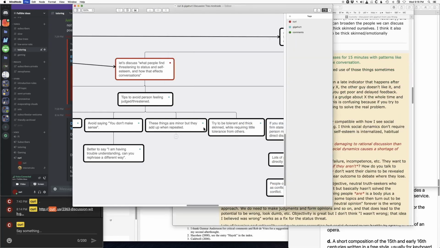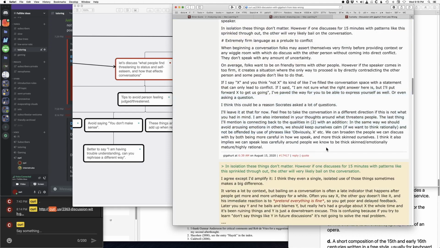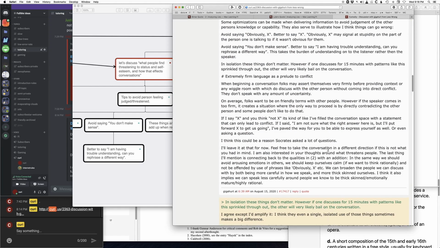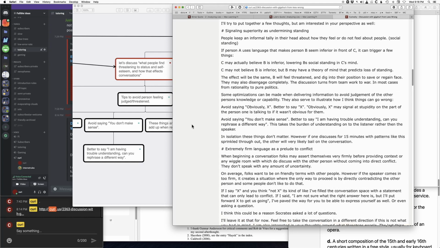Okay. Makes sense so far? That is the end of Gigahertz's post. Okay, so he had tips to 2 things. They were about making people feel less threatened to self-status and self-esteem, and how that affects conversations. Then Gigahertz was like, okay, cool, let's talk about that, and then he started talking about that. I guess I can make really broad things in the tree as well, even less precise than normal, just so I could keep track of it.